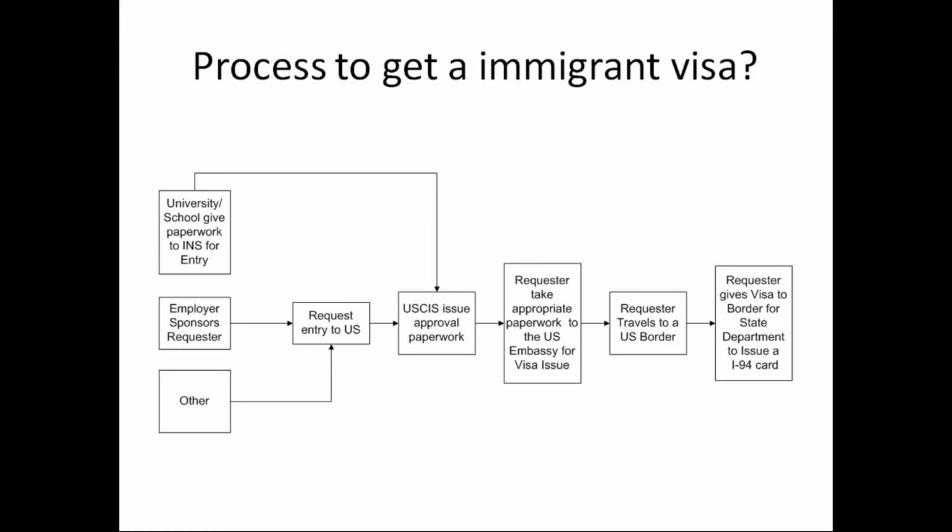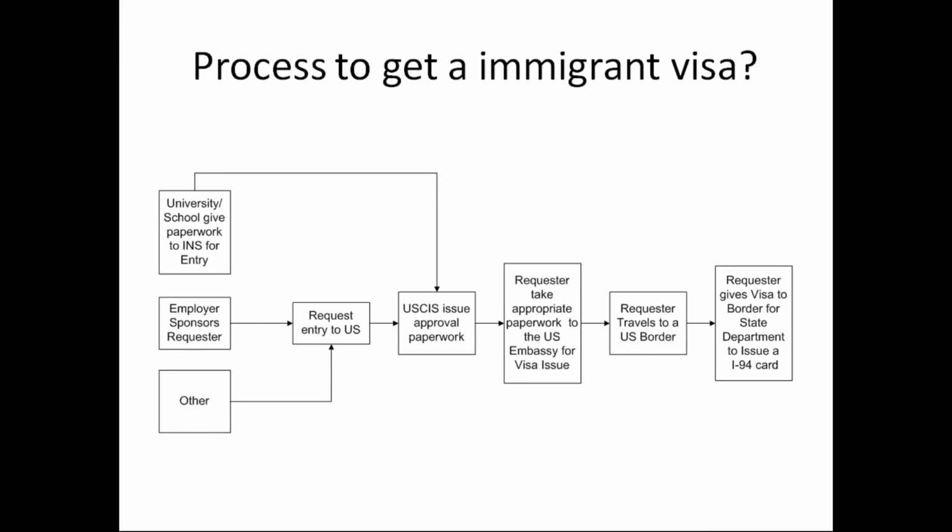The first is there are many different routes that an individual would take to even get the visa. From a student perspective, sometimes they're using their university or school to assist them in completing paperwork. Sometimes an employer is sponsoring an individual to come to the United States under a particular work visa. That would be a different route. And then obviously there are other routes.